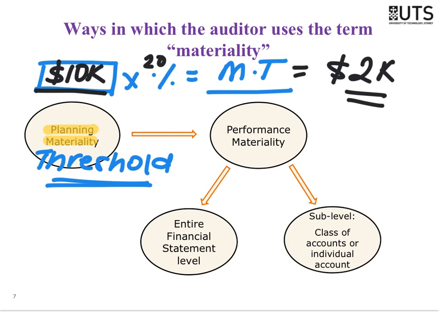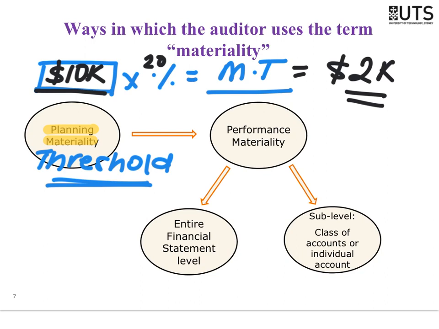So what that means is if you then identify or detect a misstatement, you compare it to this reference point. If the misstatement amount is higher than $2,000, the misstatement is deemed to be material. If it's below $2,000, the misstatement is deemed to be not material. So that's what I mean when I say it becomes your reference point. You use that to determine whether the misstatement that you found is indeed material or not.